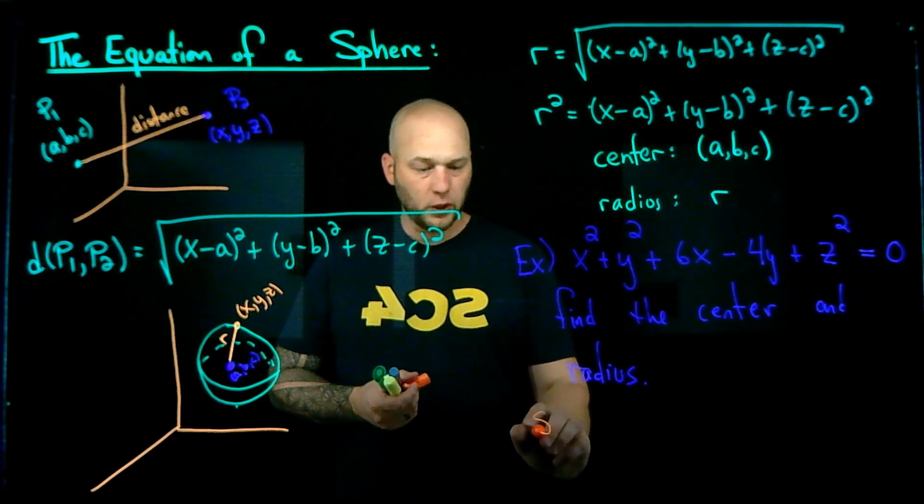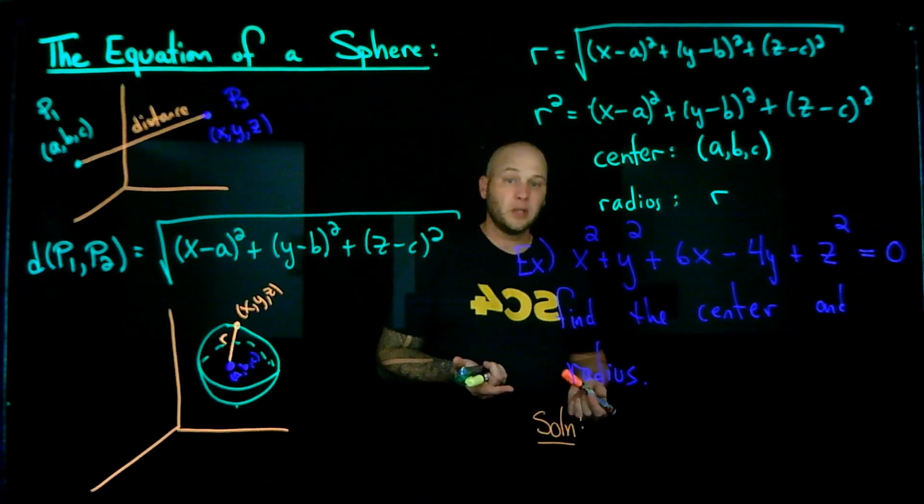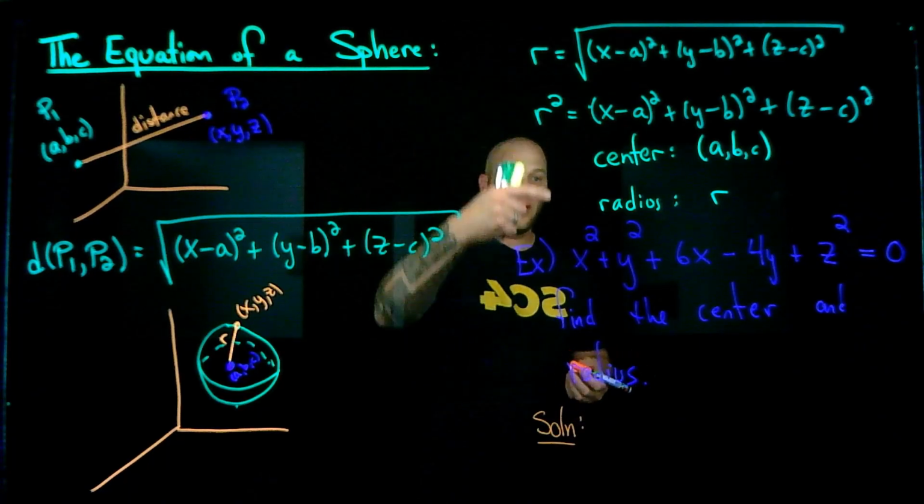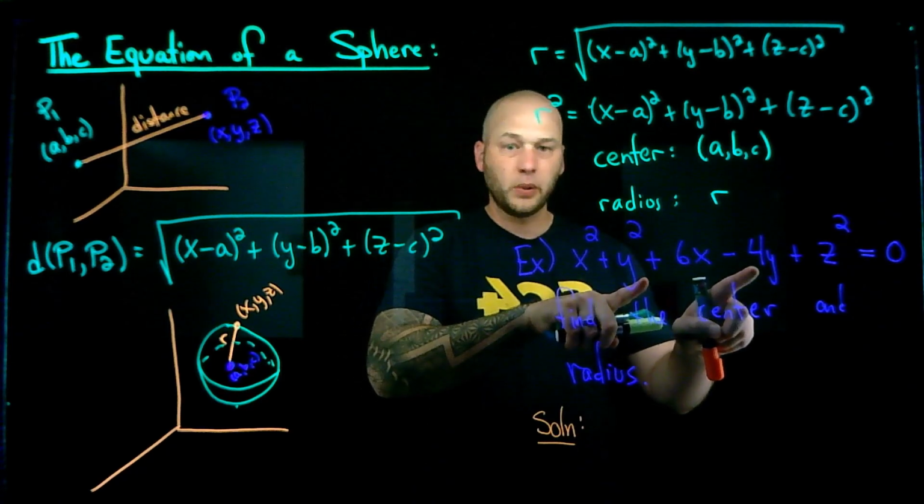So solution: what I'm going to have to do is complete the square in whatever variables aren't in the correct form. Now, certainly I have to complete the square in x. I'm also going to have to complete the square in y.